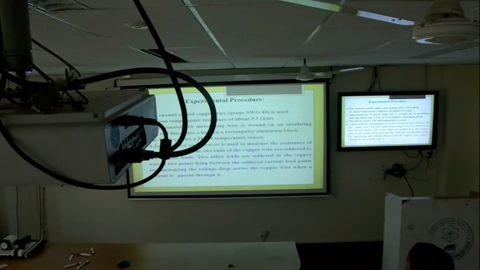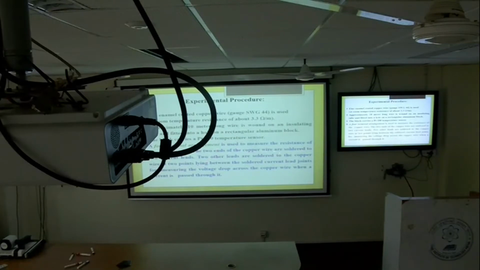tube and fitted inside the hole in a rectangular aluminium block. What is inside the block is not directly shown; it contains first a temperature sensor. Its leads are taken out at the top PCB, which has separate terminals. I will show you the plate. It is a 4-terminal arrangement which is used to find the resistance of the copper wire.